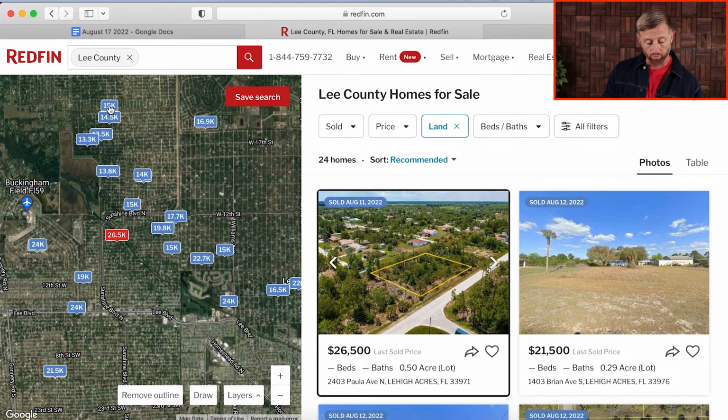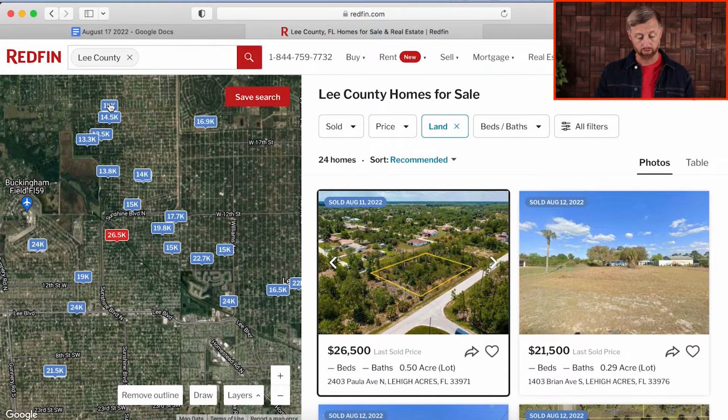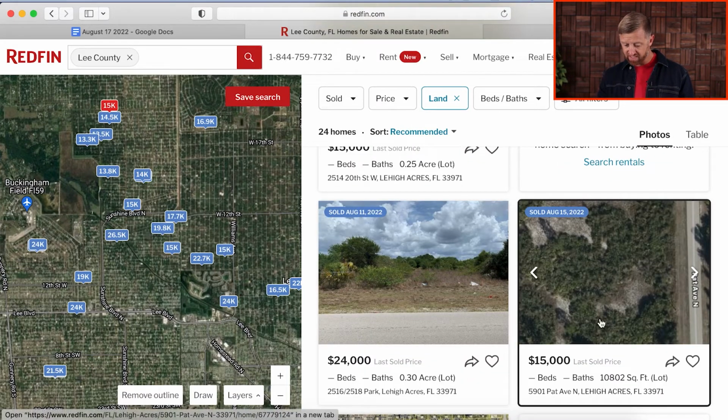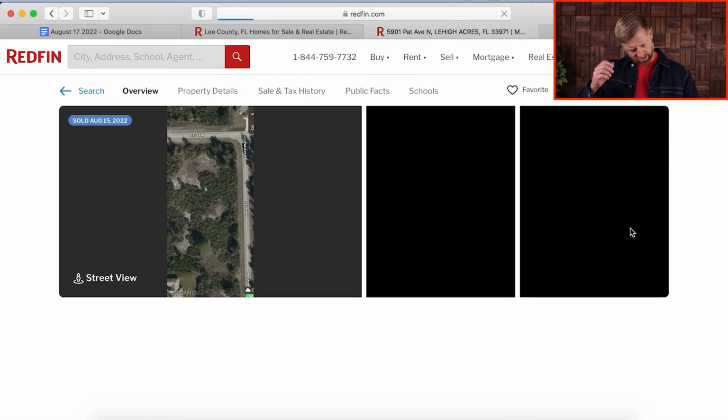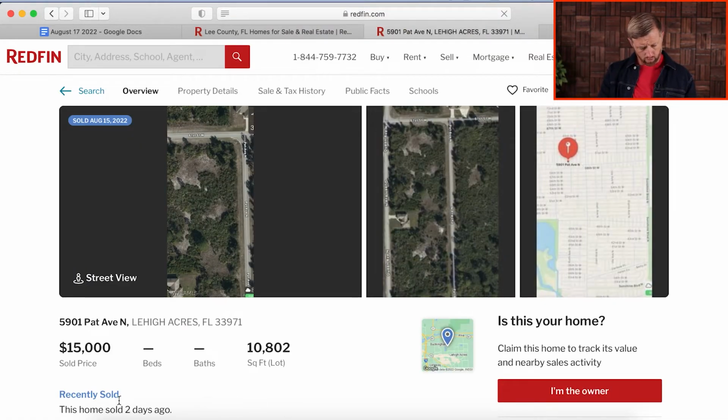But you see one sold for 15,000, one sold for 14,000, one sold for 13,000. I'm going to show you how to figure out the exact price per square foot, or the average price per square foot that your land might be worth, by clicking on all four of these. So the first one I'm going to click on is $15,000. It sold in the last 7 days. Let's click on it. This home sold 2 days ago.